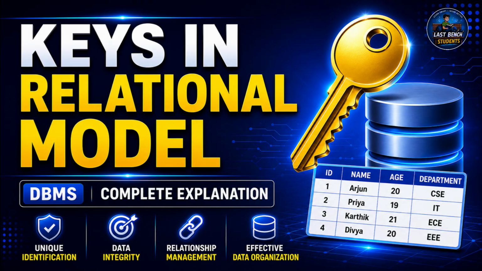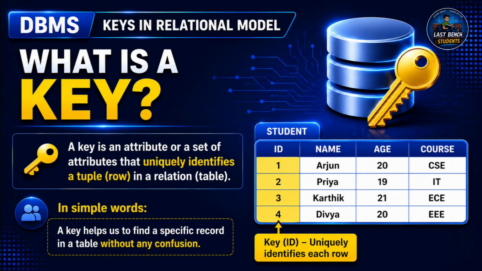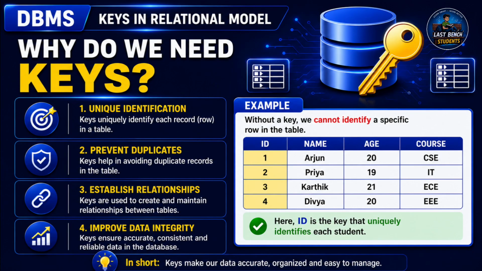Let's get started. A key is an attribute or a set of attributes that uniquely identifies each record in a table. In simple words, a key helps us find a specific record quickly and accurately. Keys are important in a database because they uniquely identify each record, prevent duplicate data, establish relationships between tables, and improve data integrity. These features make data accurate, organized, and easy to manage.